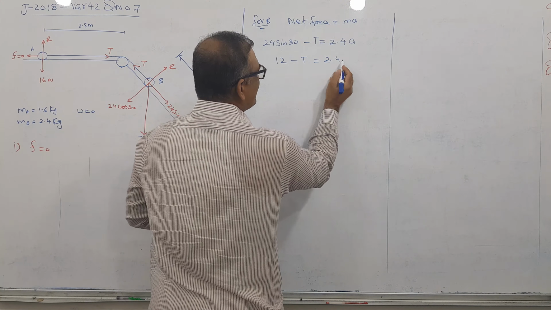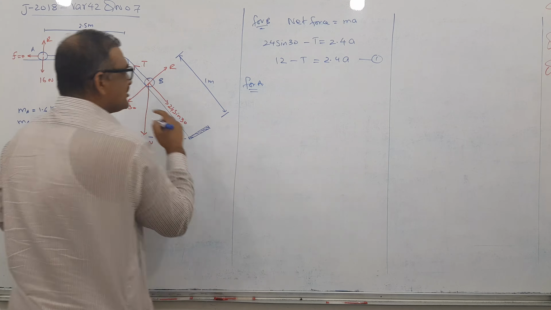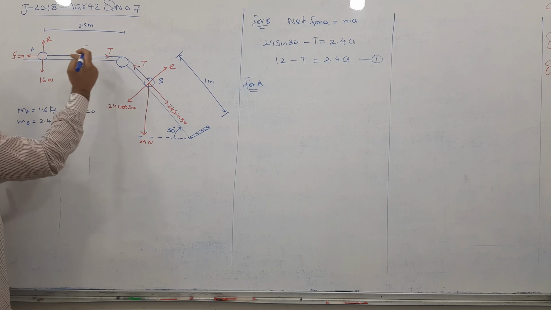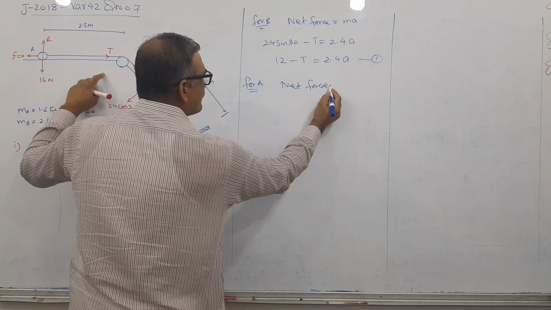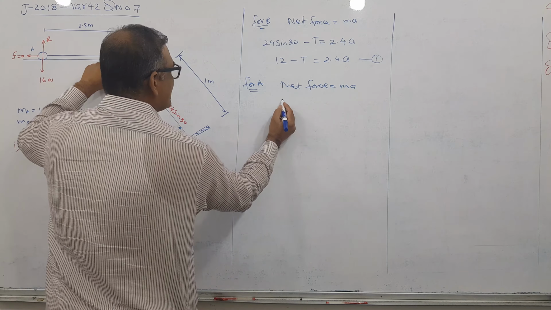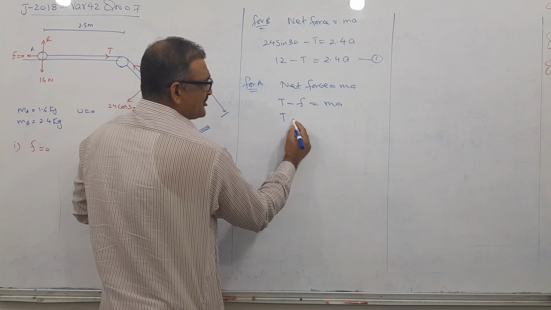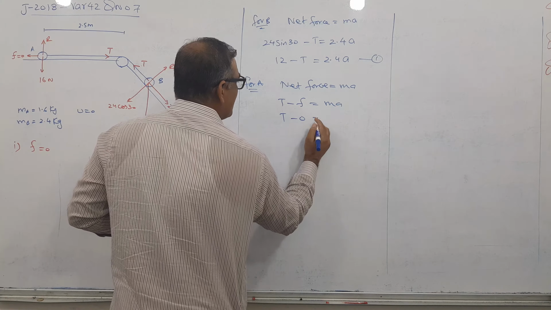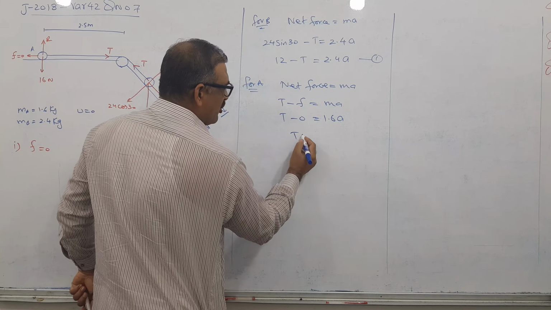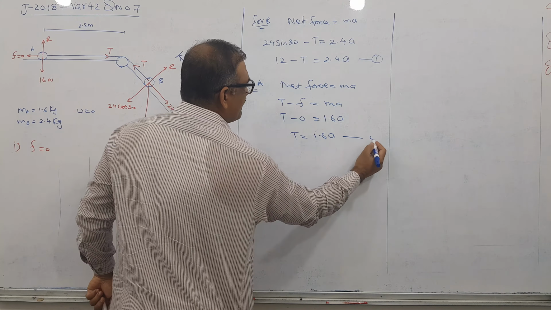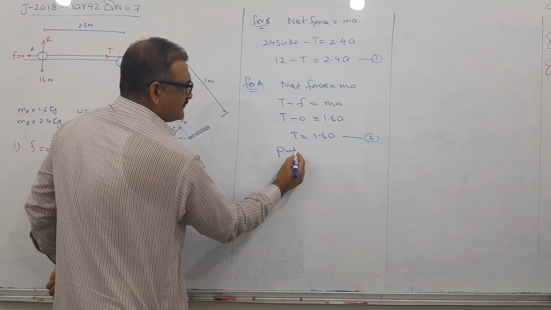So I got one equation, it is clear. Now for A I'm going to make an equation, so the system is going this way. So I can say that net force equals MA. Tension minus friction equals MA, but as friction is not there, tension minus 0, and mass of this particle is 1.6 times acceleration. So I got 1.6A. This is our number 2. This value of tension, if I replace it here, put in 1.